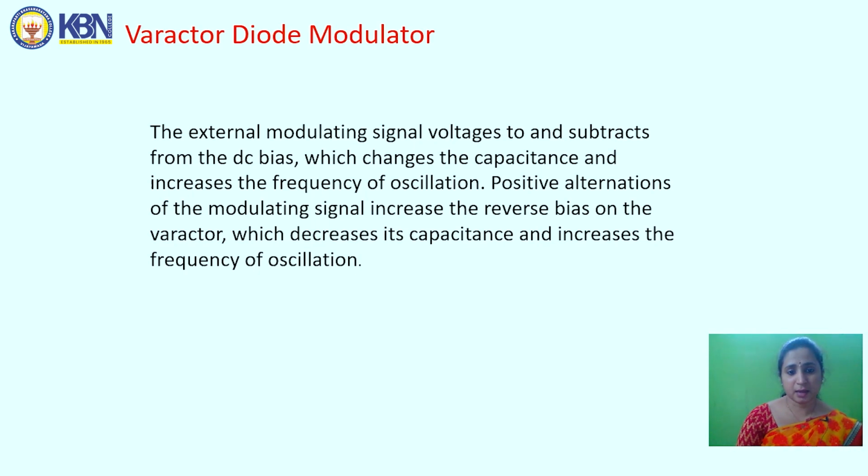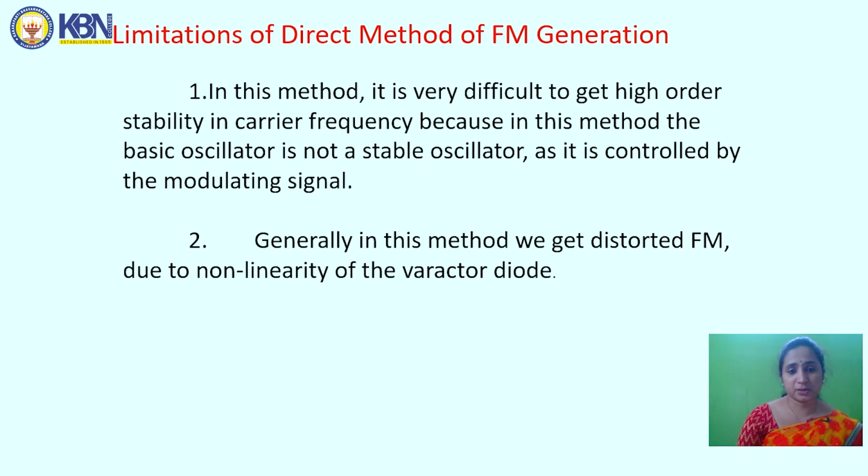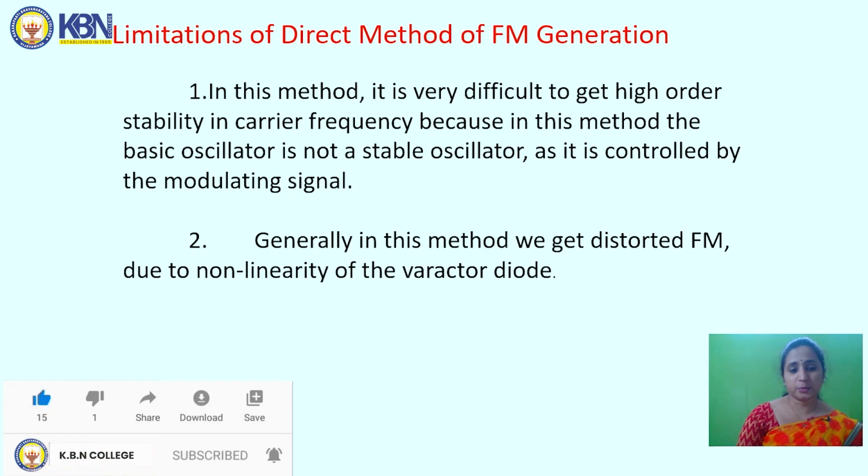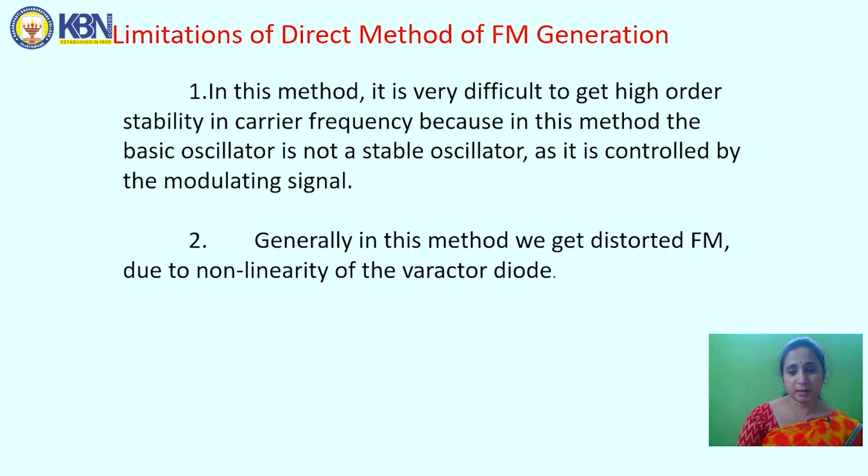Now the limitations of the direct method of frequency generation. One, it is very difficult to get high stability in the carrier frequency, because in this method the basic oscillator is not a stable oscillator; it is controlled by the modulating signal. Two, generally in this method we get distorted FM due to the non-linearity of the varactor diode. These are the two limitations of the direct method.